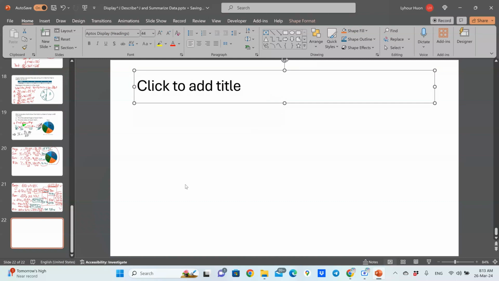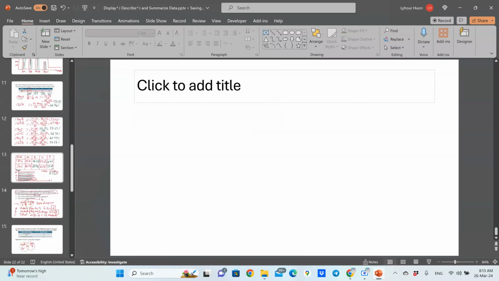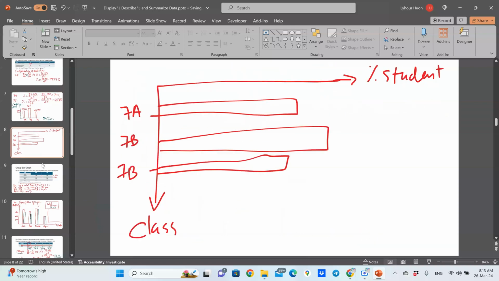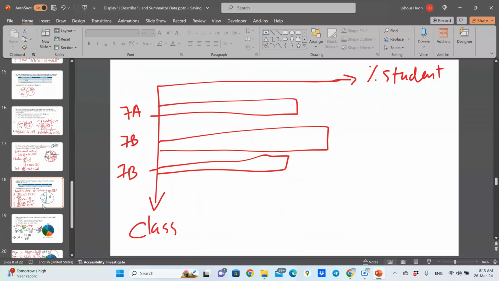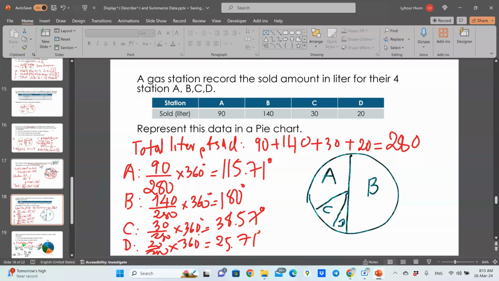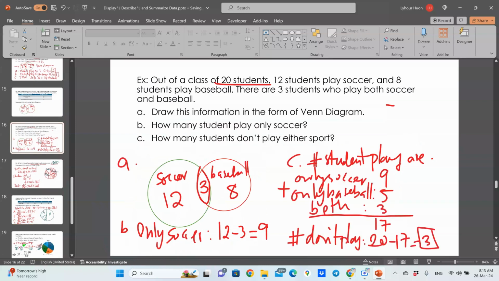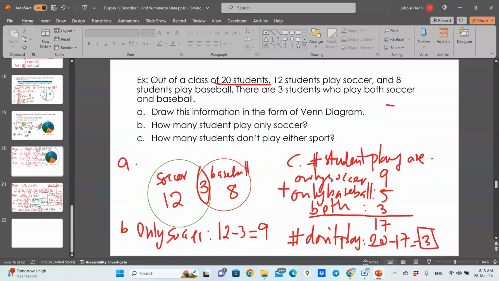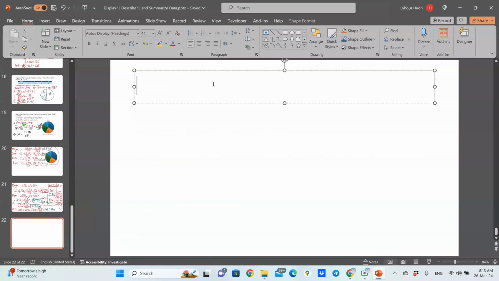So we have done some of the data, and we know how to display the data by showing them as a bar graph, a grouped bar graph, or pie charts. And sometimes when we have the common data, we show it as Venn diagrams. Now, let's come to the real statistics.